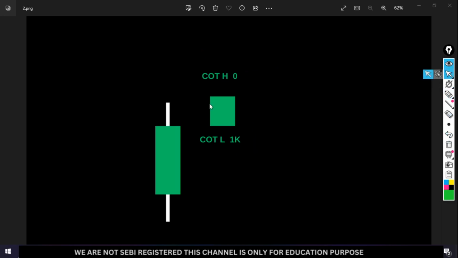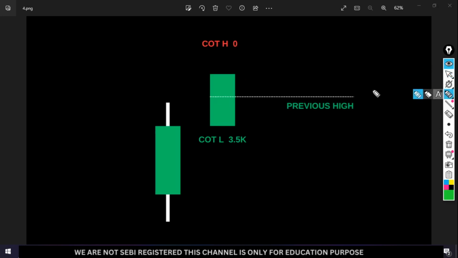So this is when the buyers came inside the market and they pushed the upside, and here you go, the sellers came with 1000 quantities, and again they have pushed the market to the same level where it started growing, right? So now you see what changes you have seen. First, the market made a new high, and the second change that we have seen is that the COT high value has reset to 0.